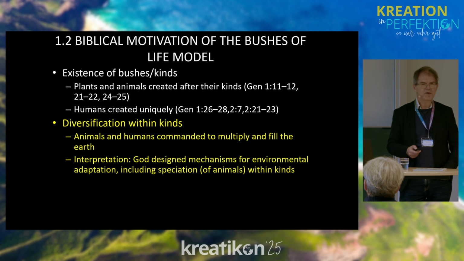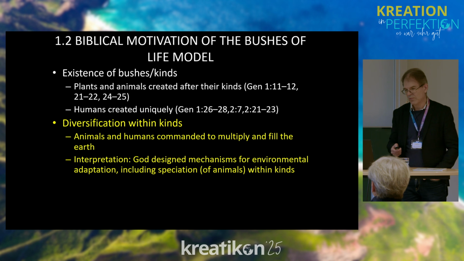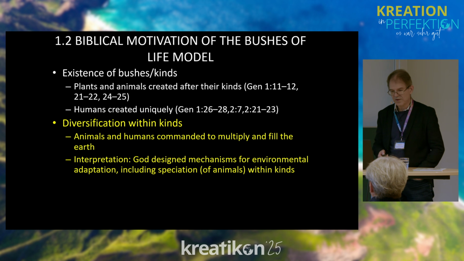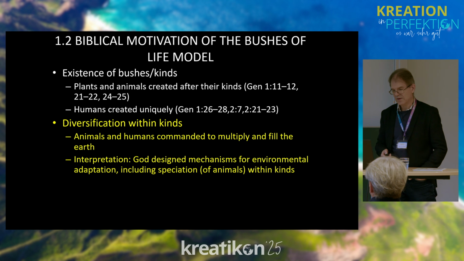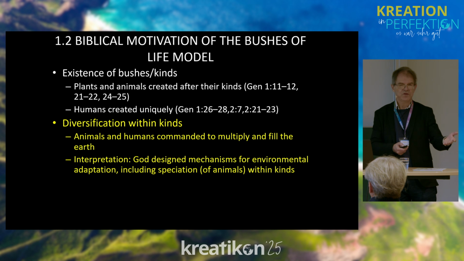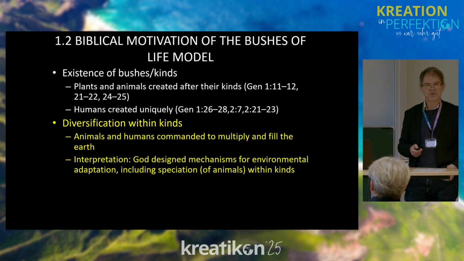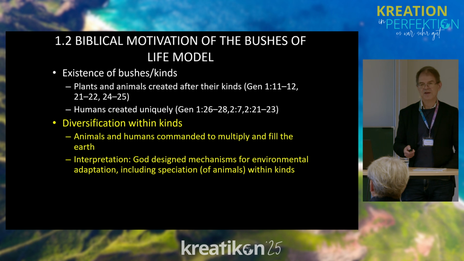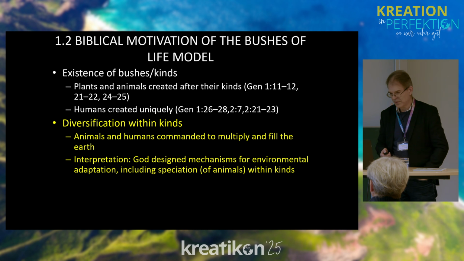And we can also think of a biblical motivation for that, because not only humans, but also animals were commanded to multiply and fill the earth. And we can think of God designing mechanisms of environmental adaptation, including speciation of animals within kinds. And if I'm allowed to speculate a little bit, we know that God can look into the future. He knew about the fall of man, and he knew that also the nature will start to decay after the fall of man, and that would create some harsh environmental conditions. So maybe God created these mechanisms of adaptation, also having those harsh environmental changes in mind from early on.